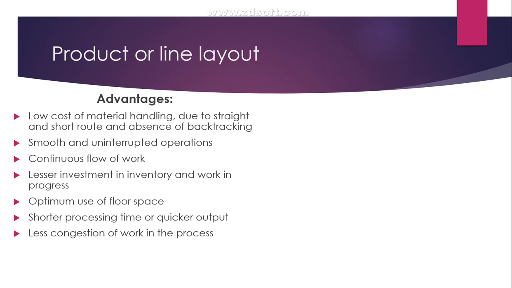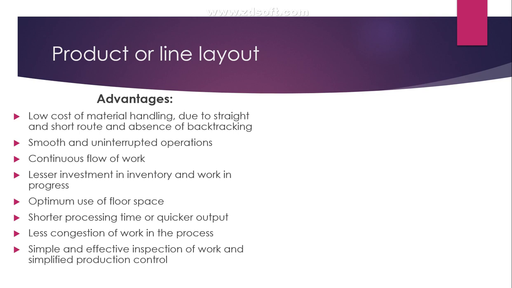Congestion is the piling up of work in the process. In this product line layout, as it is sequentially designed with predetermined operations, we see less work congestion in the process of production. And simple and effective inspection of work and simplified production control.